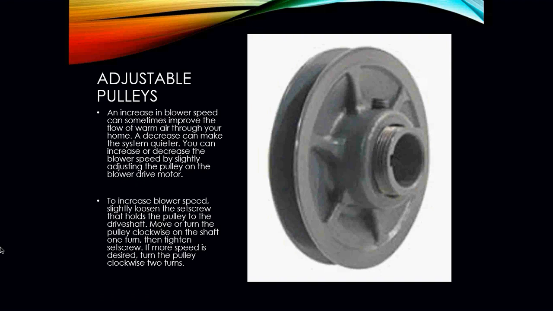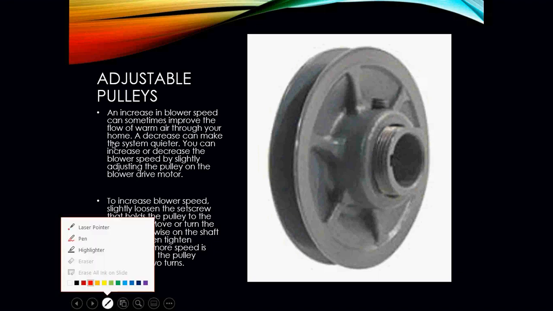In order to do that, to increase the blower speed, we can sometimes improve the flow of warm air through your home, or even cool air through the home. And to decrease it, it can also make the system quieter. Sometimes noise is associated with velocity. You can increase or decrease your blower speed by slightly adjusting the pulley on your blower drive motor. To increase it, what you're going to do is loosen the little set screw right here.